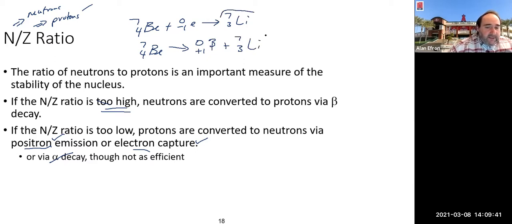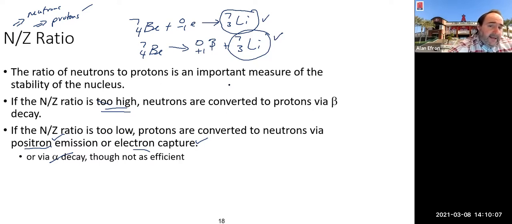They result in the exact same thing being formed, either a positron emission or an electron capture. So that's why you got that option there for something that is too low in terms of its ratio. It could go through one of those two things. The end result, as you can see, is the same guy being formed in that particular case. Any questions on that there?